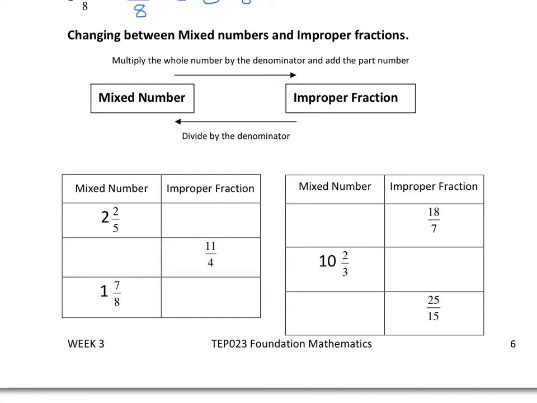So we begin with 2 2/5. Multiply the whole number by the denominator, so 2 multiplied by 5 is 10, plus the 2 is 12, so we've got 12/5 as an improper fraction.